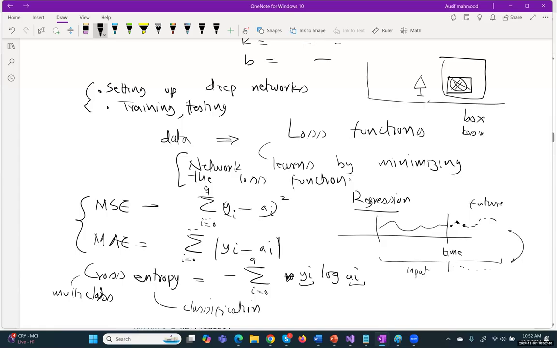So what I'm trying to say is loss functions are not just these three. Depending on the type of problem, we will come up with better and better loss functions, because once again, the key thing to remember is the network learns by minimizing the loss function.